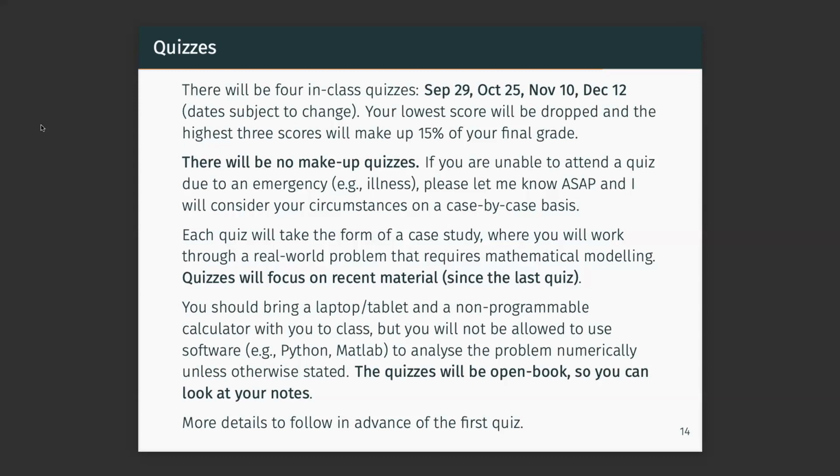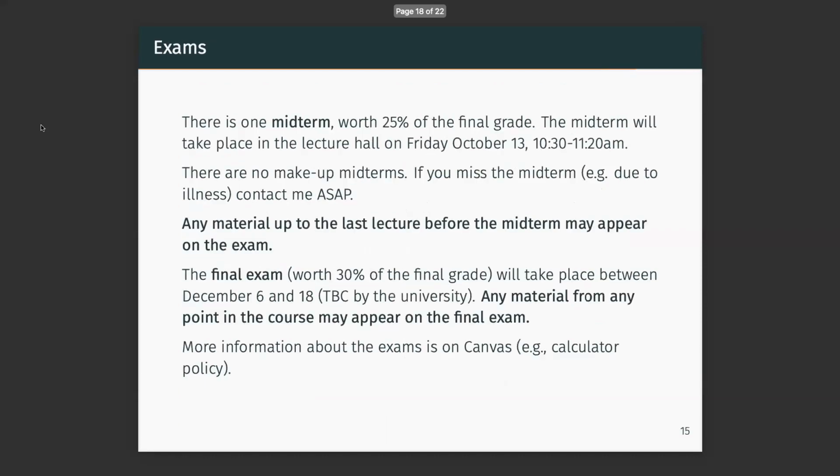They are kind of exam-like, but they are open book, okay? So you can bring calculators, you can bring your notes. I won't let you use Python or MATLAB to analyze things numerically because that kind of defeats some of the object. If you have any reasons as to why you can't attend, please let me know in advance, okay? I'm just going to carry on, but just shoot your hand up if you have any questions.